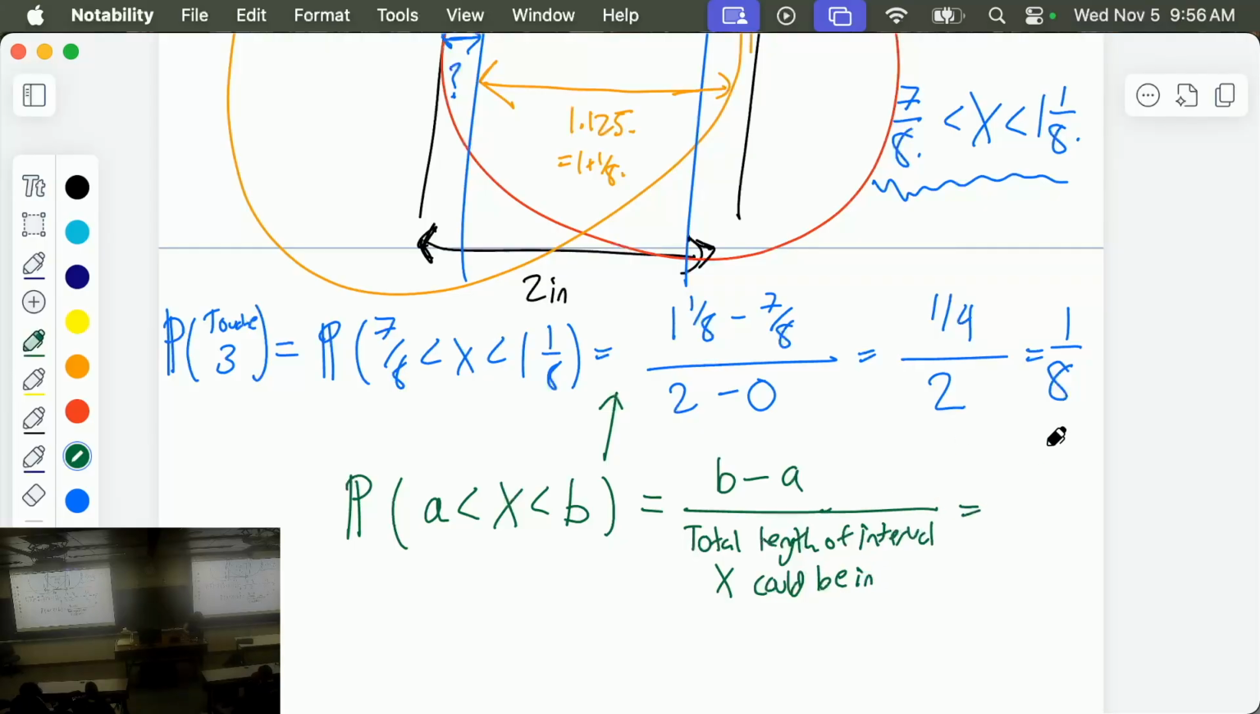And so in this case, it's b minus a divided by 2, because x, we were told, is in 0, 2. 0 to 2. Okay, so that's the formula I use.